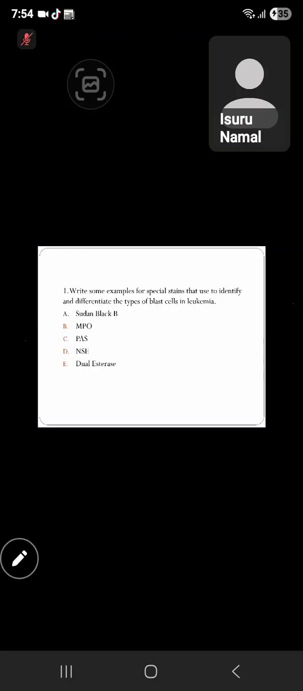Then our answer is Sudan black B stain you can do to differentiate these myeloblasts, because myeloblasts have lipids in the cytoplasm. Then by using the Sudan black B stain, we can stain these lipids. Then those lipids will be stained with black color. Then you can see black colored cytoplasm after this stain. You can nicely differentiate your blast cells, the cytoplasm of your blast cells totally stained with the black color. Then we consider that as Sudan black B positivity or Sudan black B positive blast. If your blast cells are positive with the Sudan black stain, those are myeloblasts.